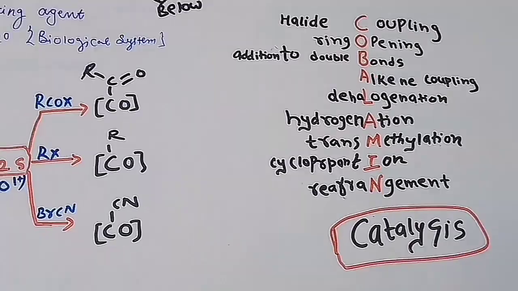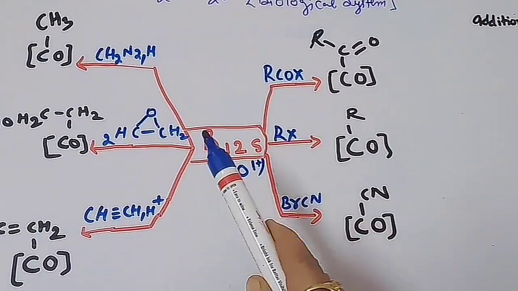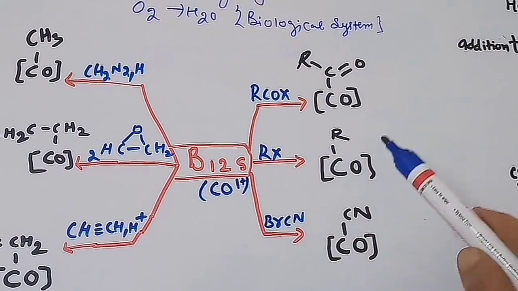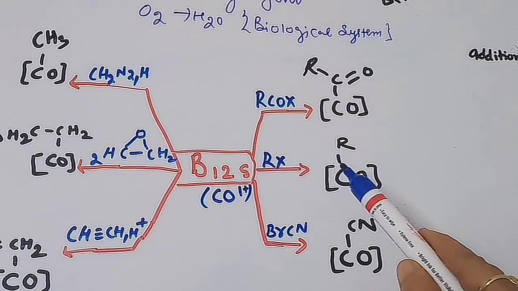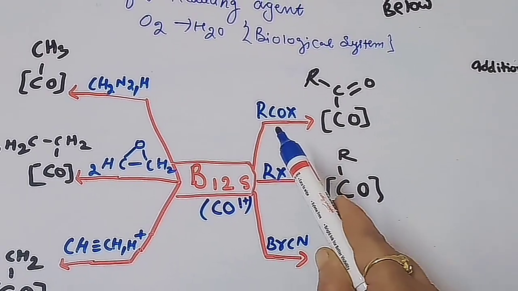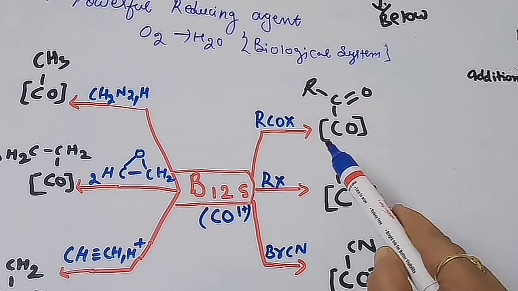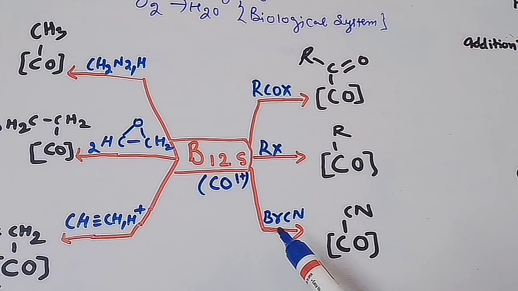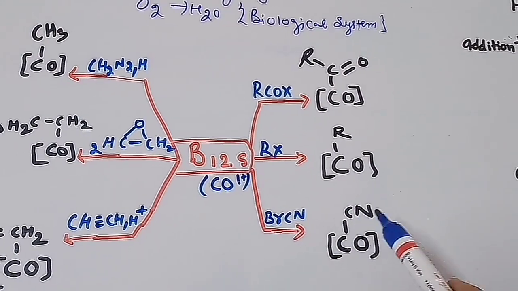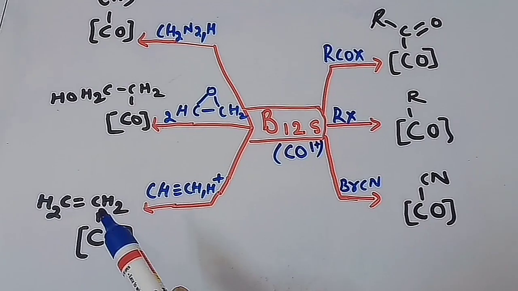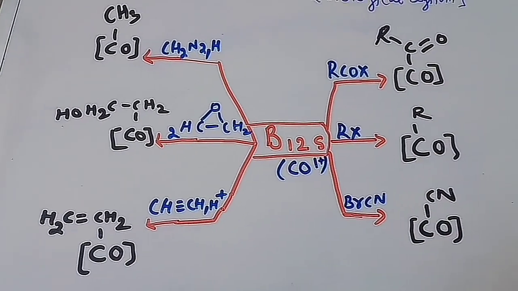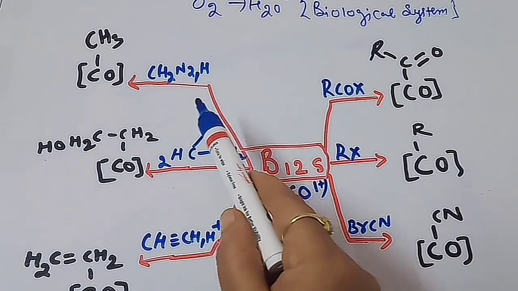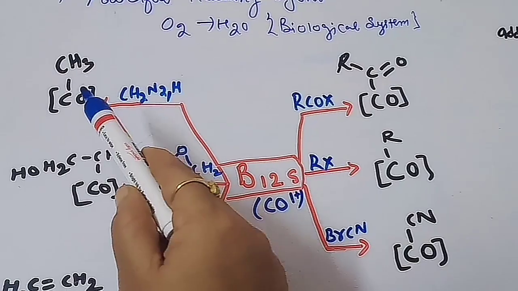So just to see the reactions here, vitamin B12S in the +1 oxidation state can react with an alkyl halide, and this group will be substituted here, and here RCOX means an acyl halide group is substituted on the cobalt. Here it is the cyanide group, meaning when it reacts with cyanohalogens, the cyanide group is substituted here. Similarly here an alkene molecule is substituted, we have alkene coupling, and here ring opening is taking place, and in this, an azomethane molecule is reacting, so a methyl group is substituted on the cobalt part.